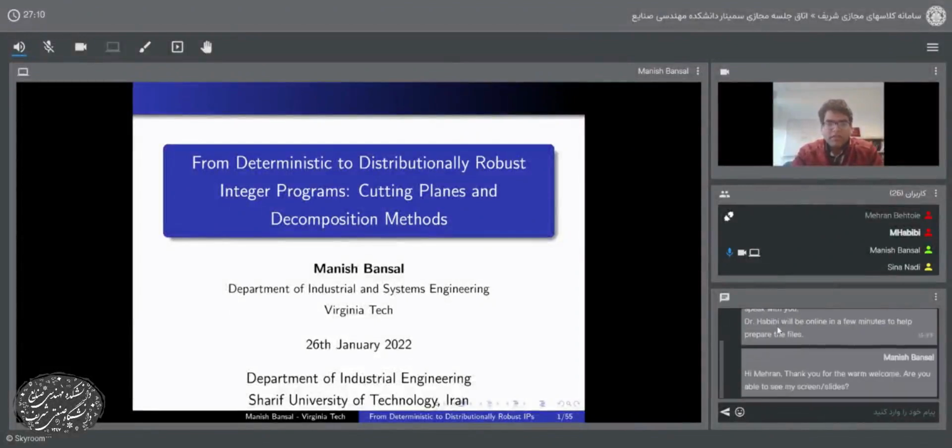So, like Moslem mentioned, today I will talk about from deterministic to distributionally robust integer programs. We will discuss some cutting plane methods and decomposition methods. And it's interesting, I have two connections with Sharif and Iran. In the presentation, you will get to know some of my connections with both of these.